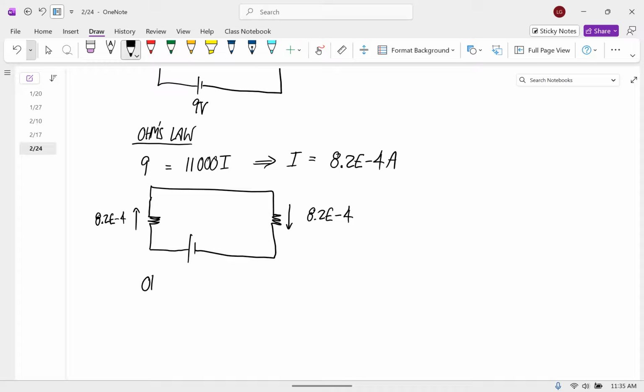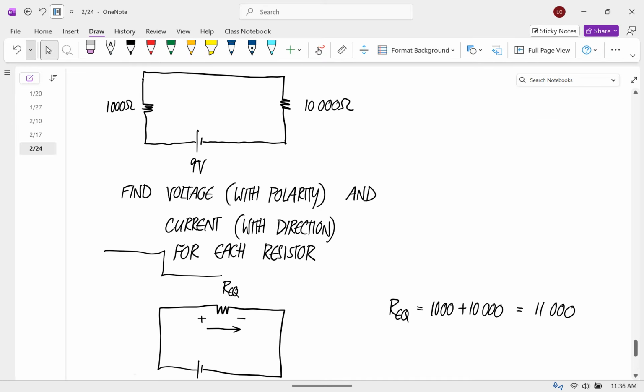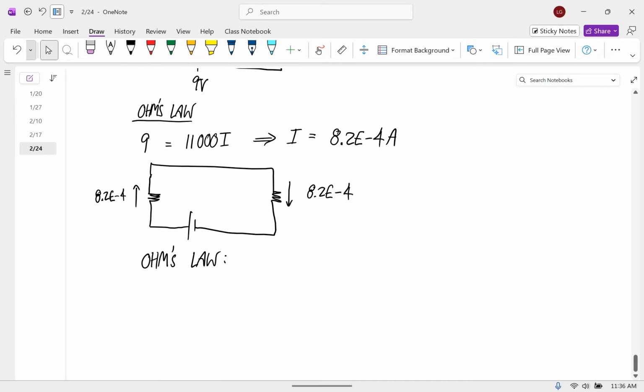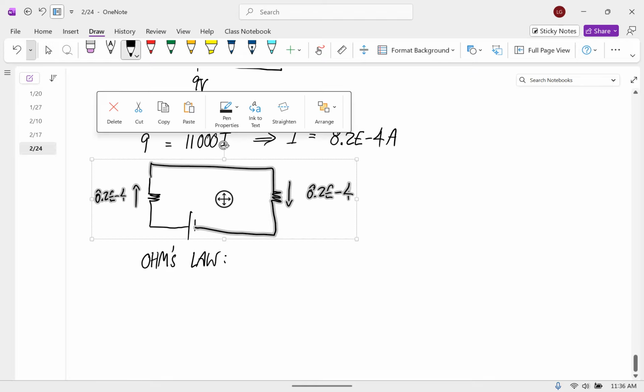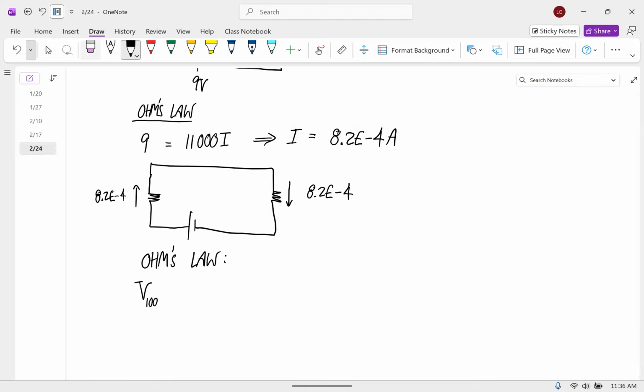And then we can use Ohm's law. So that first one on the left was 1,000. So the voltage in the 1,000 is equal to 1,000 times 8.2 times 10 to the minus 4, which is 0.82. Is that right? 0.82 volts.